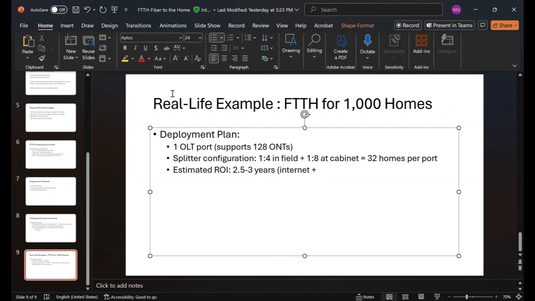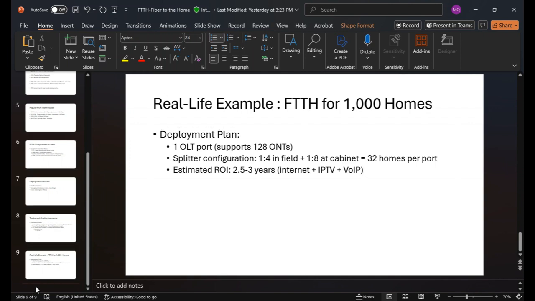Internet plus IPTV plus VoIP. ISPs calculate return on investment using these numbers. The trick is maximizing customer uptake while minimizing field maintenance.